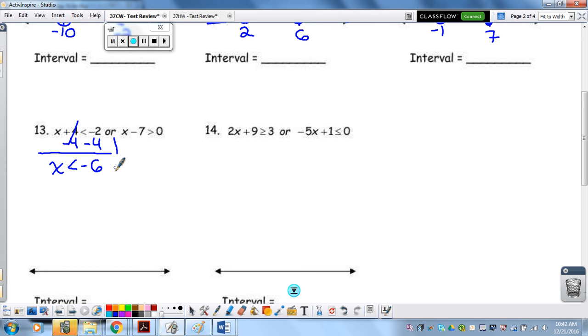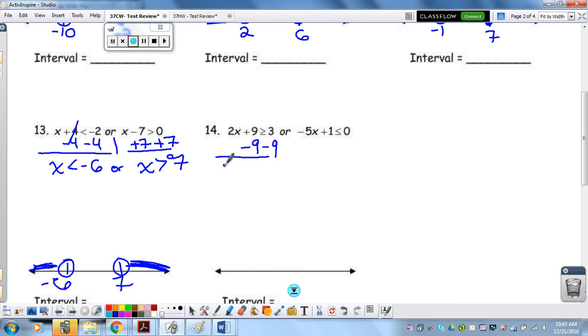I'm going to bring down that word or. And now I'm going to add 7 on both sides. So I got x is bigger than 7. Okay, so that makes sense. So I'm negative 6, and then I got 7. Okay, so now I have open circles, and then I shade x's left. Okay, x is bigger than 7, and you shade to the right. All right, 14.